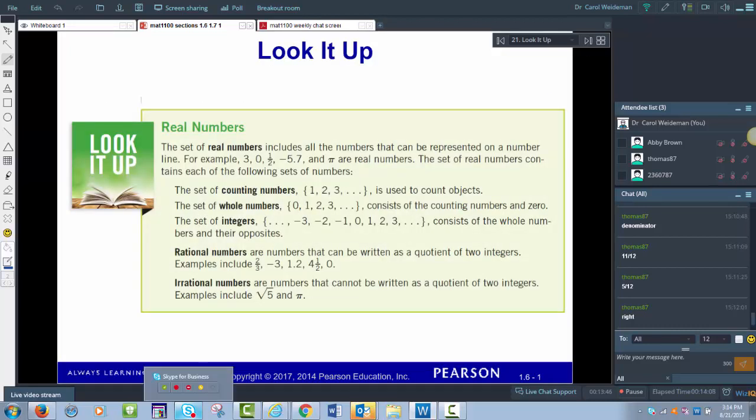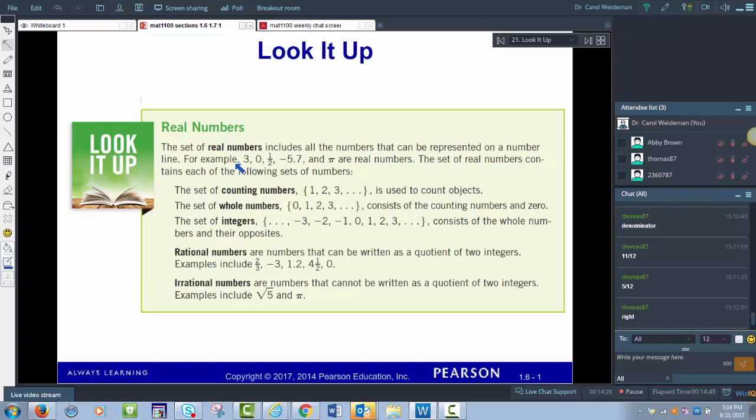And then just to finish up this section, real numbers are all the numbers that can be represented on the number line. And they could be fractions, they can be decimals, they can be irrational numbers. All those things can be shown on a number line. So we have counting numbers, which start at 1, and those are integers starting at 1. We have whole numbers, which start at 0. We have, remember, the integers, the whole numbers and their opposites. Rationals can be written as the quotient of two integers, and then we have irrationals, which cannot be written as the quotient of two integers, things like square root of 5, pi. Those are all real numbers.